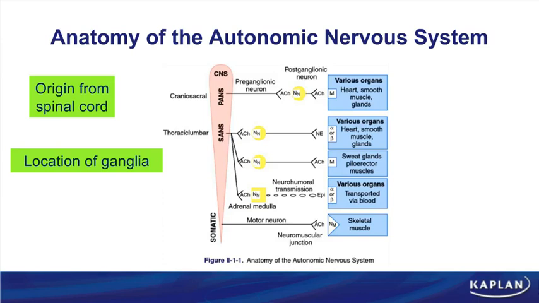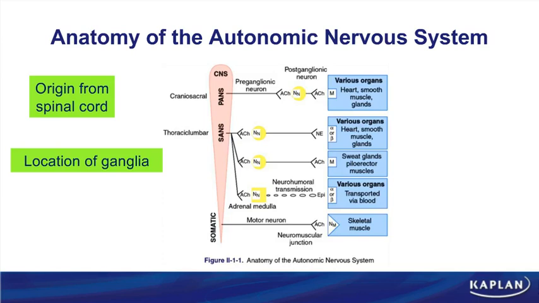When you look at the different parts of the picture here, we have parasympathetic pathways, we have 3 different types of sympathetic pathways, and down at the bottom of the figure, we've got a somatic motor neuron, so we can talk about that pathway as well. So as a whole, we're really looking at the components of the peripheral nervous system.